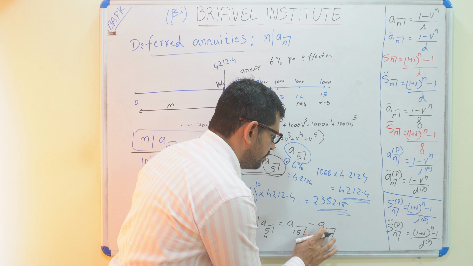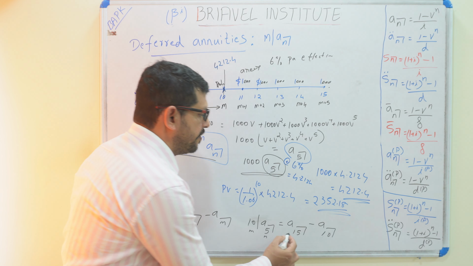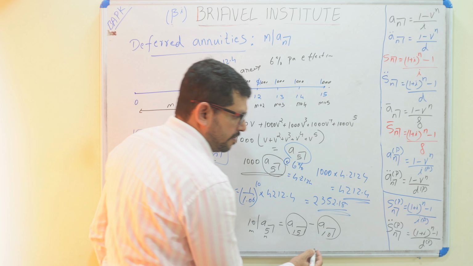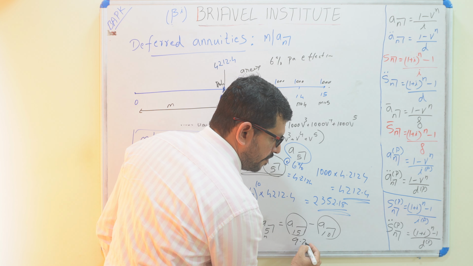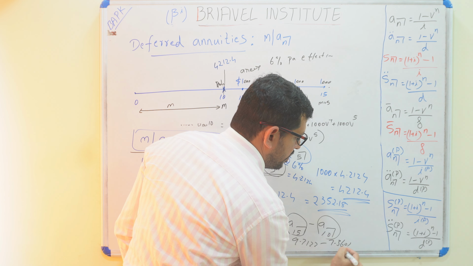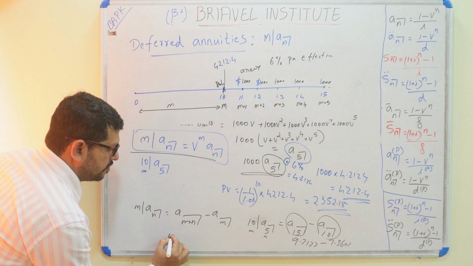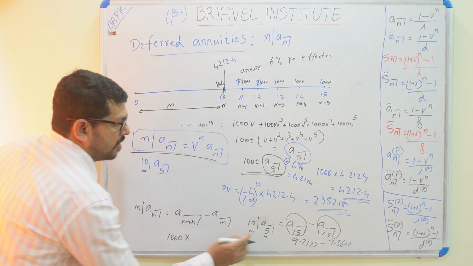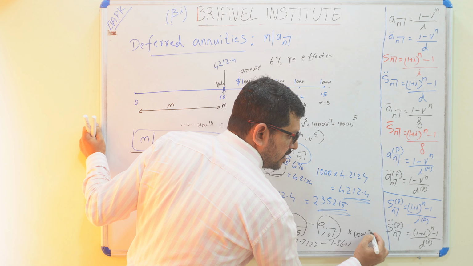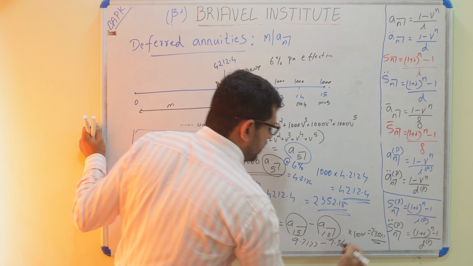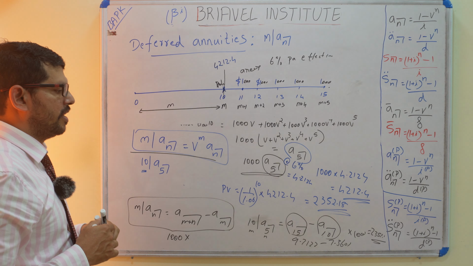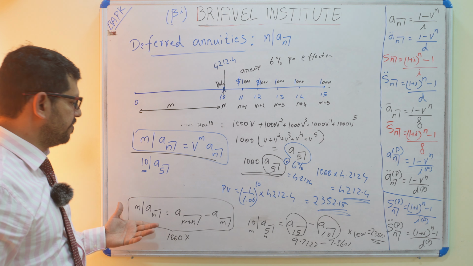a 10. a 15 we will get from the actuarial table. What is the value? It is 9.7122. Minus a 10, we get 7.3601. So the total value is 1000 multiplied with this difference. If you subtract and multiply by 1000, we will get the same 2352.1. So we can use this formula also. This is one more formula we can directly apply to find the deferred annuity.